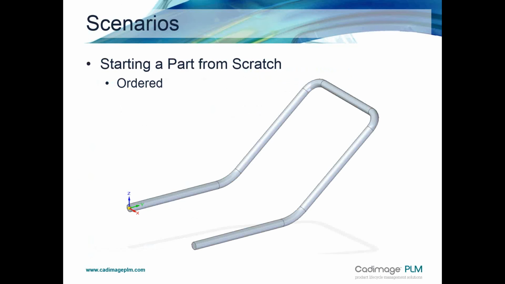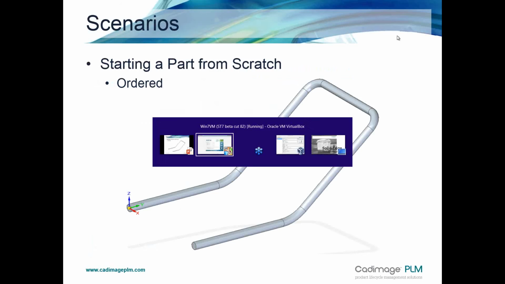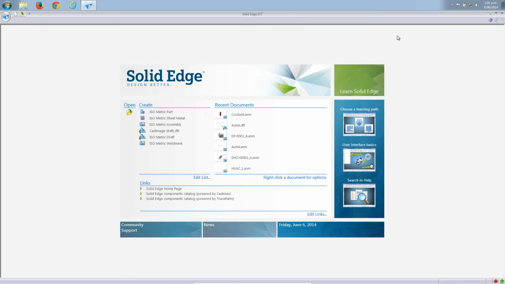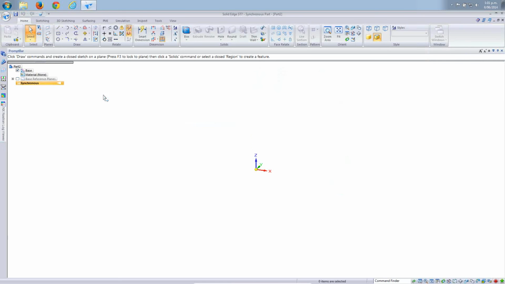I'm going to show an ordered part, and a little bit of synchronous modelling as well. I think we'll start off with an ordered part. So I've thrown up a quick image on the PowerPoint to show you where I'm going to go with this first example. So let's just have a quick look at ST7, a slightly new startup screen. Made some nice changes there. Let's fire up a new part.